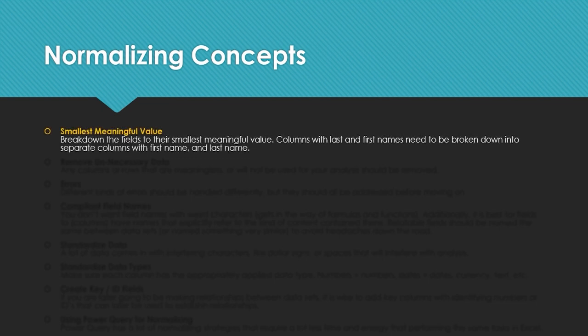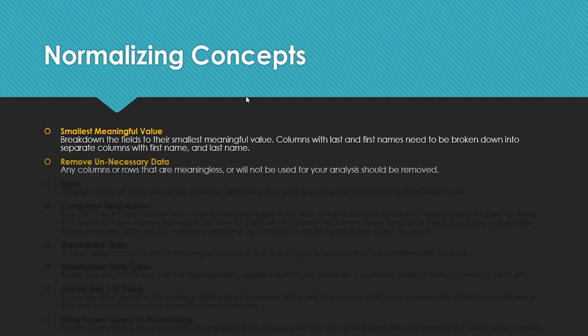We're going to start by making sure that we reduce our data down to the smallest meaningful value. This means that in that column where I have states and regions, I'm probably going to want to separate that into 2 different columns. Let's take a look at some of our other strategies here. Removing unnecessary data.